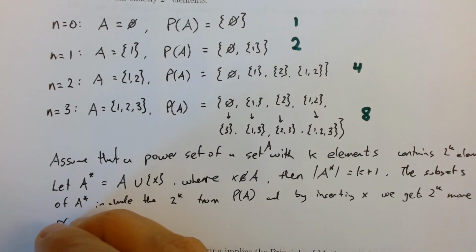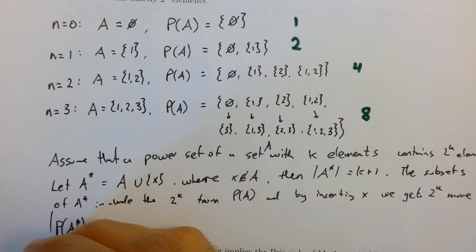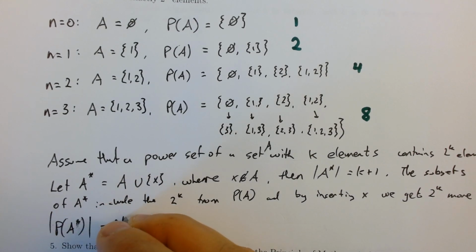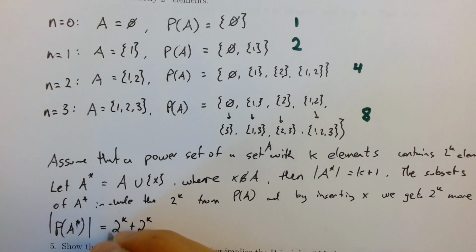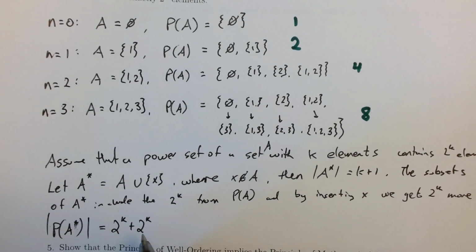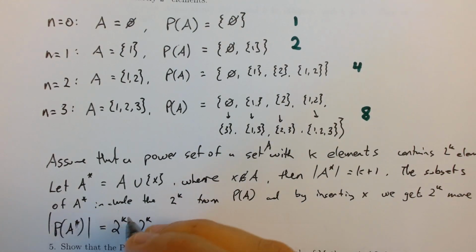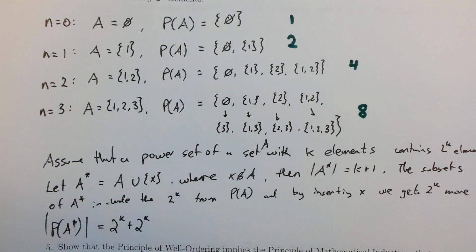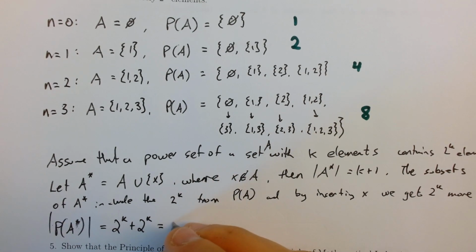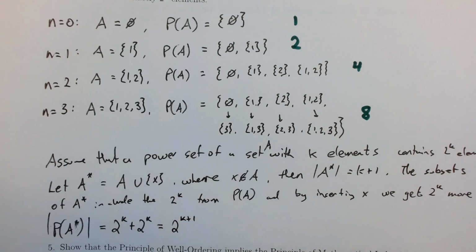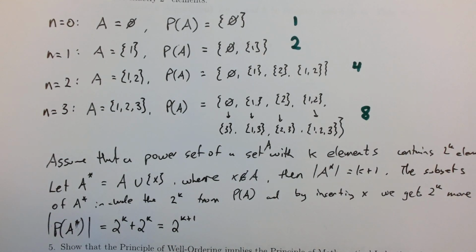So the power set of A star, its cardinality, we know is 2 to the k plus 2 to the k. So the 2 to the k from A, and the 2 to the k you get from inserting an x into each of these 2 to the k subsets. But this is 2 to the k plus 1. Adding two alike powers of 2 gives you the next power of 2.